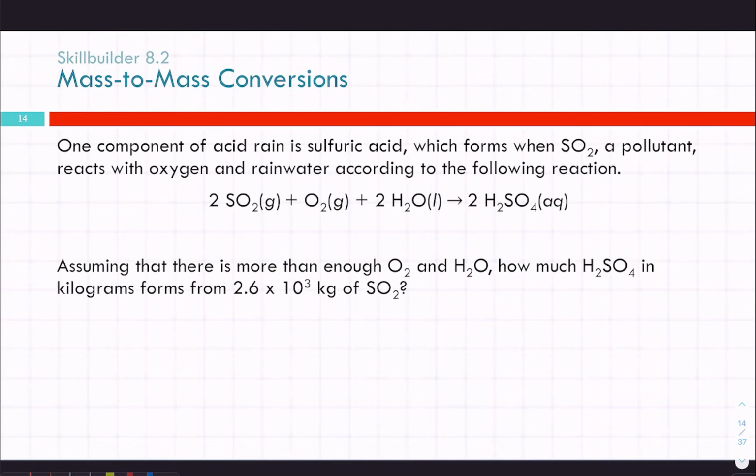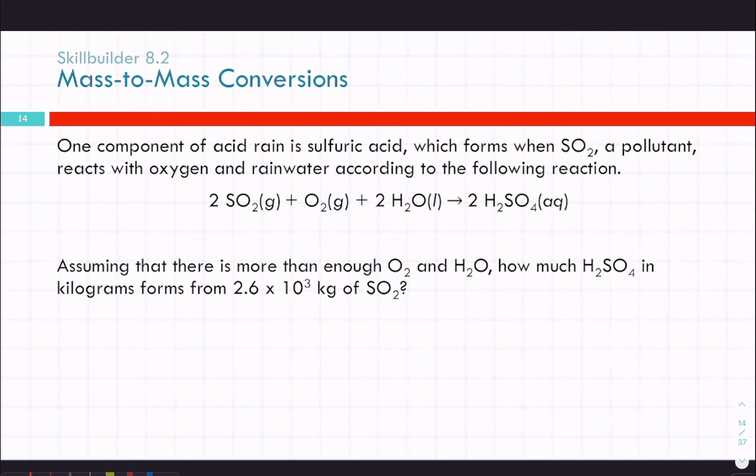So one component of acid rain is sulfuric acid, which forms when sulfur dioxide, a pollutant, reacts with oxygen and rainwater according to the following reaction. Assuming that there's more than enough oxygen and water.